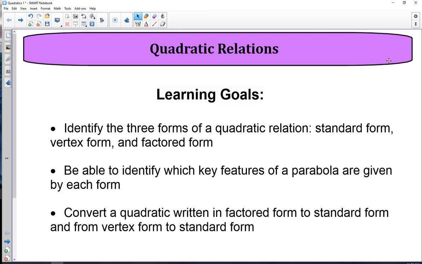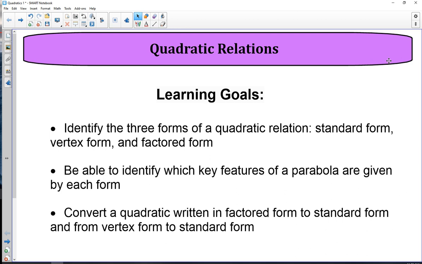Let's review some preliminary ideas regarding quadratic relations. In this video, what I'd like to go through is identifying the three key forms of a quadratic relation, so standard form, vertex form, and factored form. And what I'd also like to be able to do is to identify which key features are being shown regarding the parabola in any given form.